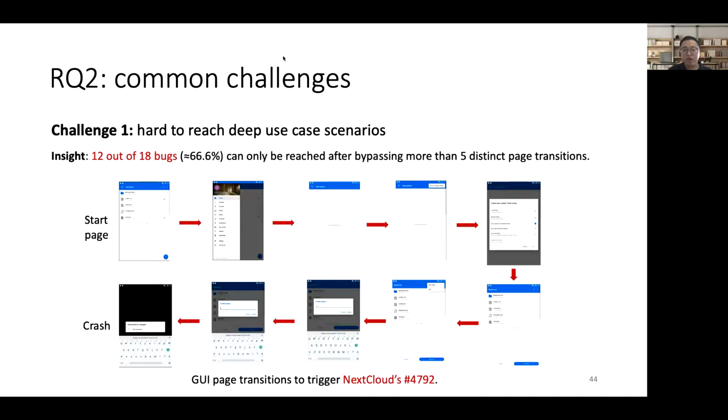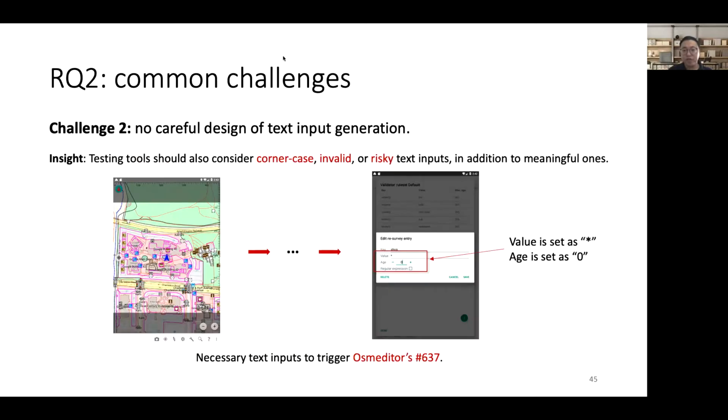The first challenge is that existing tools find it hard to reach deep usage scenarios. For example, 12 out of 18 bugs can only be reached after passing more than 5 distinct page transitions. The second challenge is that existing tools do not have a careful design of test input generation. We suggest testing tools should also consider corner case, invalid or risky test inputs in addition to meaningful ones.